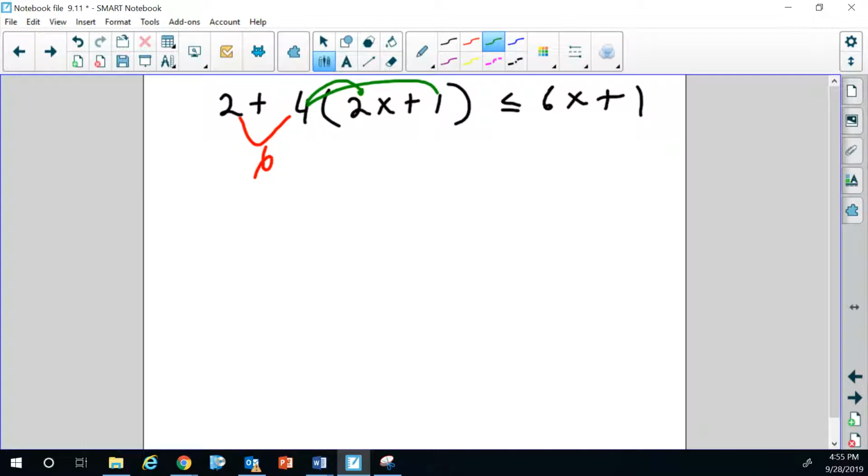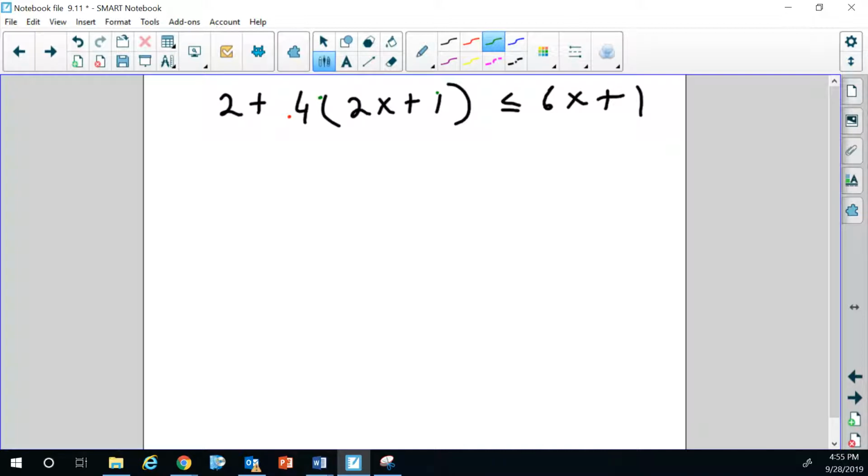Okay? You cannot add the 2 and the 4 and then try to multiply what's inside parentheses. Okay? Just can't do that. So let me erase this. Okay. And I'm using the busted pencil. All right. So that was one mistake.